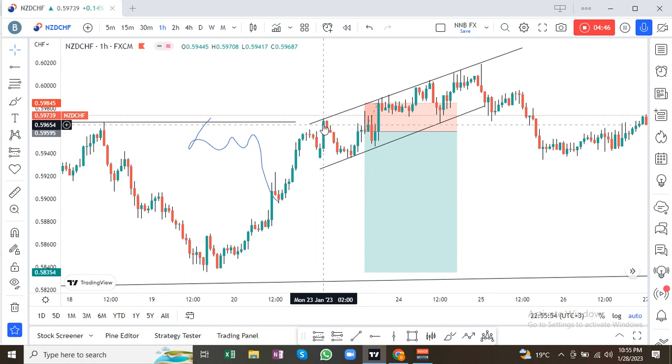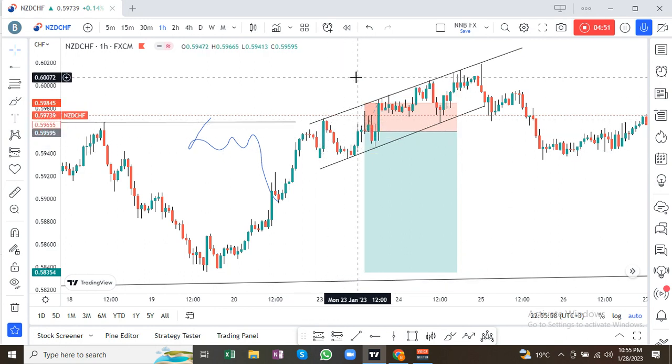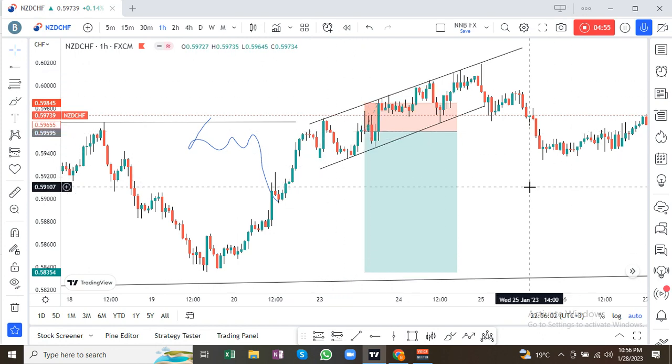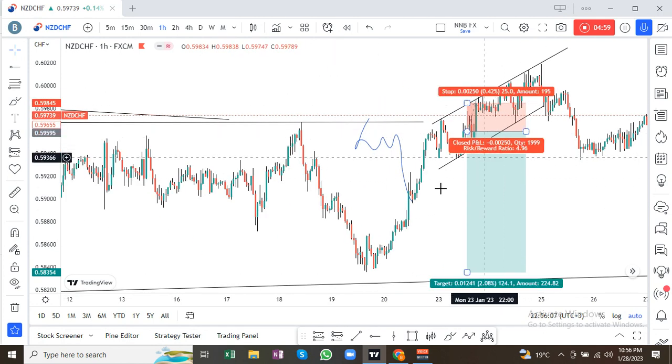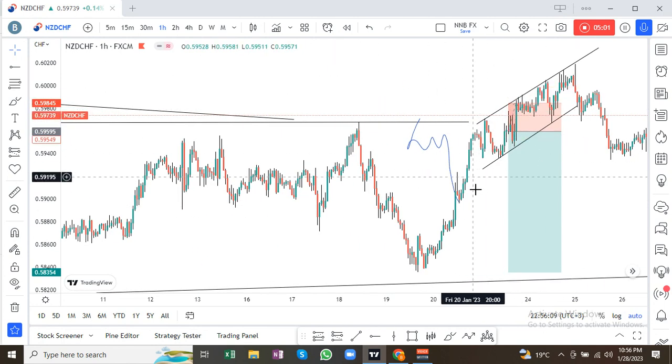It got to the third touch impulsively, went down and then went back up. And this candle here on the 1 hour time frame to me looked like a rejection, and I entered from there. After a few hours, the market impulsed up and it took me out with a 1% loss.